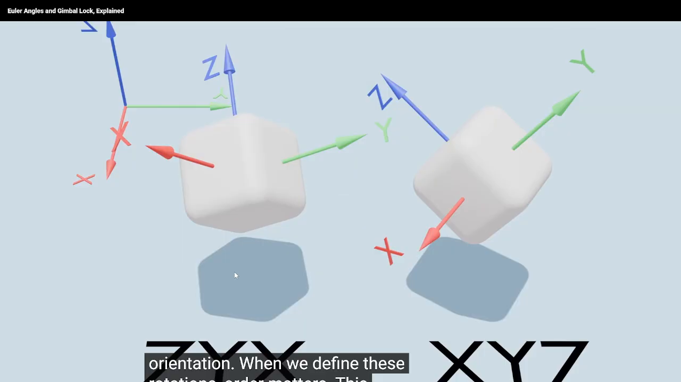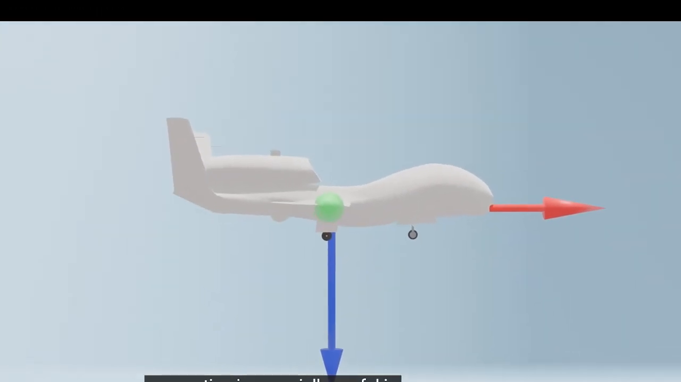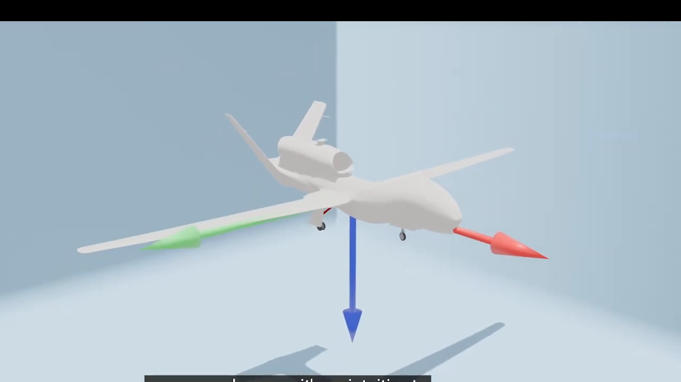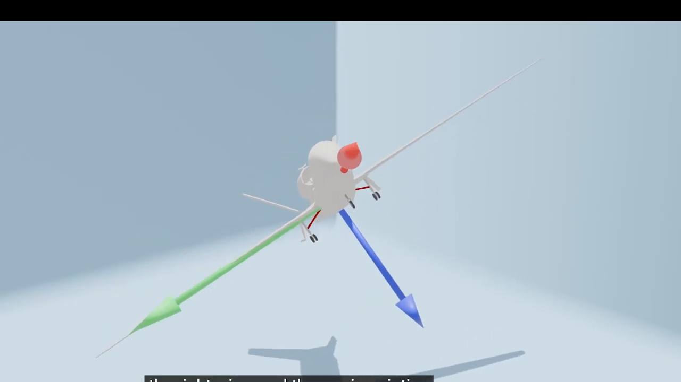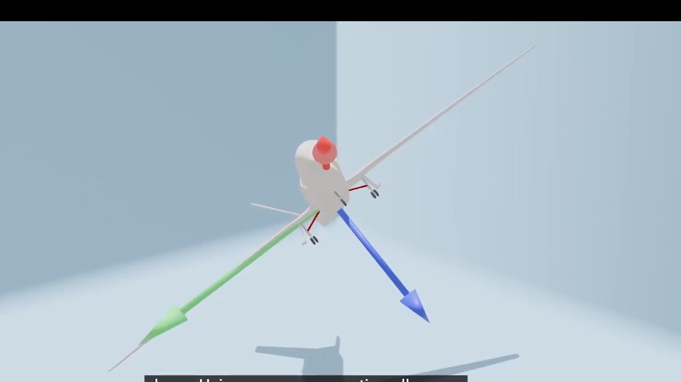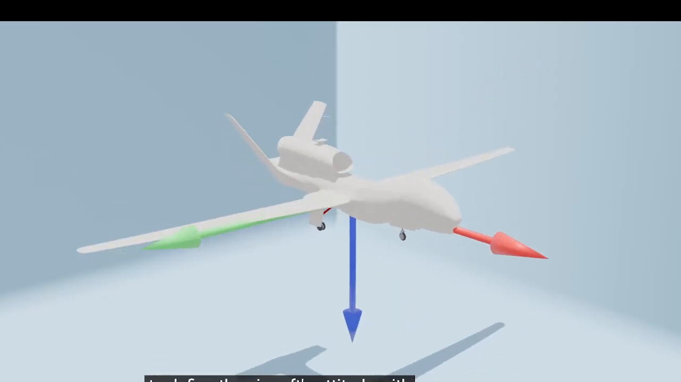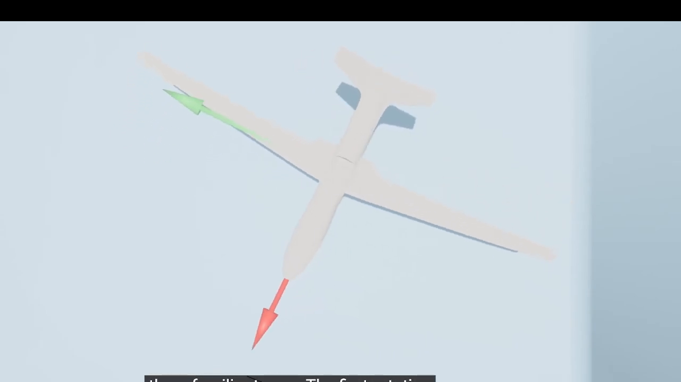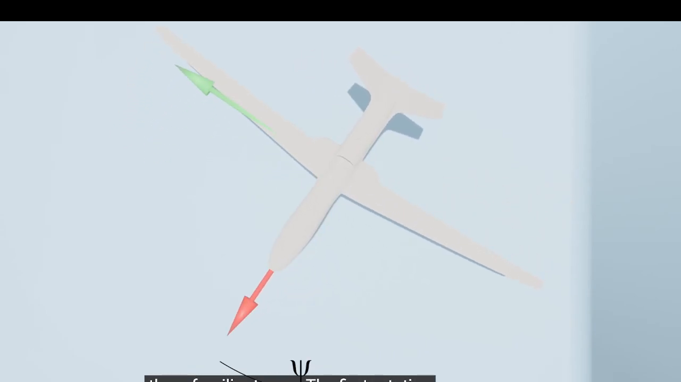This ZYX convention is especially useful in aerospace, for aircraft and helicopters, because it's so intuitive to understand. Let's swap our cube for an aircraft. This aircraft has a frame with the x-axis out the front, the y-axis out the right wing, and the z-axis pointing down. Using our ZYX convention allows us to define the aircraft's attitude with three familiar terms. The first rotation about the z-axis gives us our heading, or yaw.